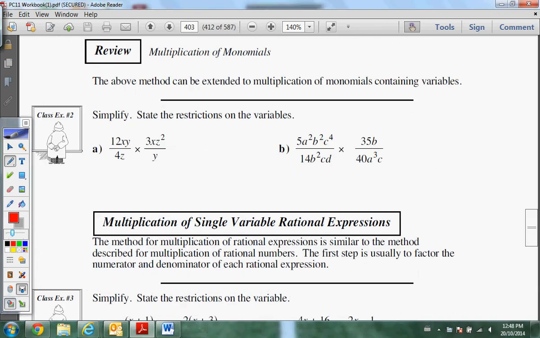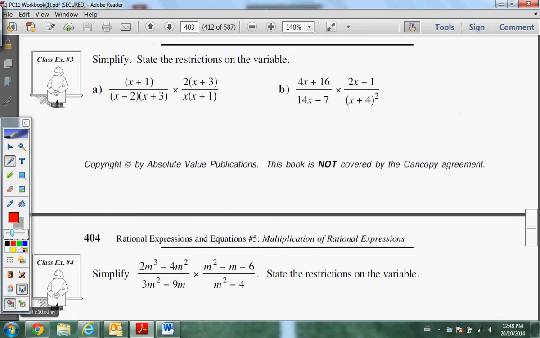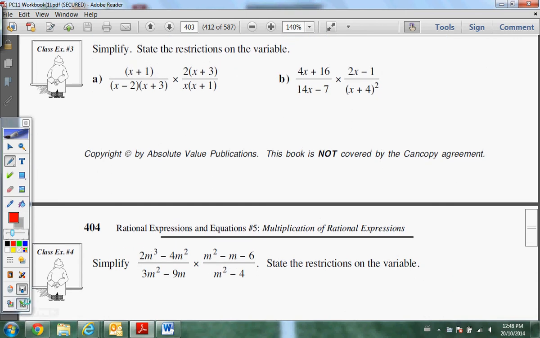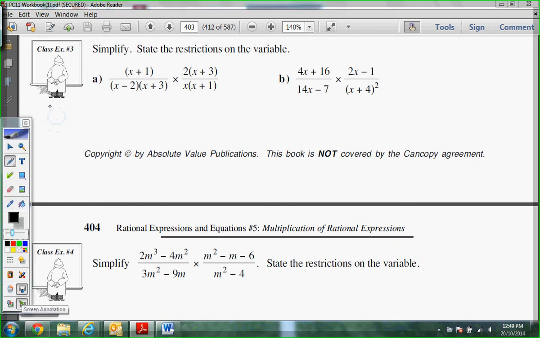So now we're talking about rational expressions, because that's what we're doing. We're going to simplify and state the restrictions on the variable. We'll do it here. First let's do the restrictions because it's already factored. So x can't be 2, -3, -1, and 0. Those are my 4 can't haves.